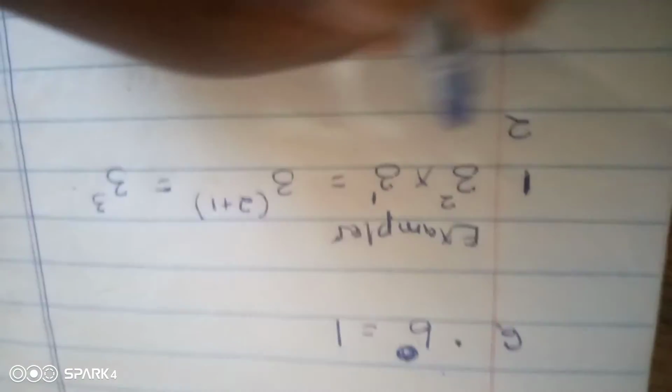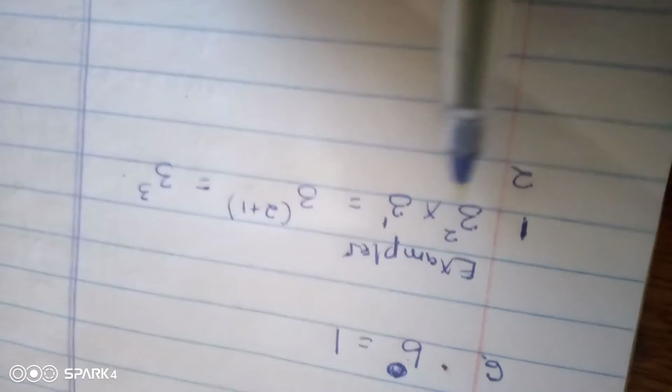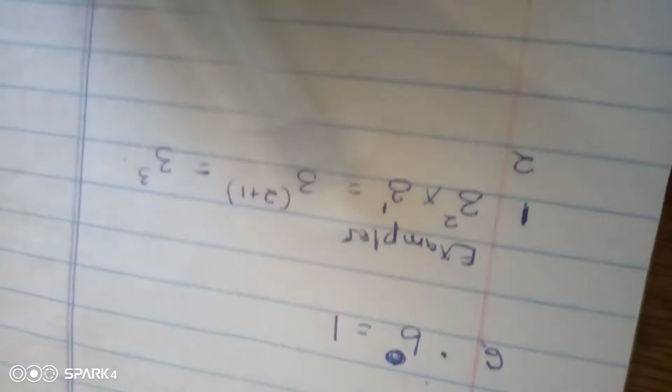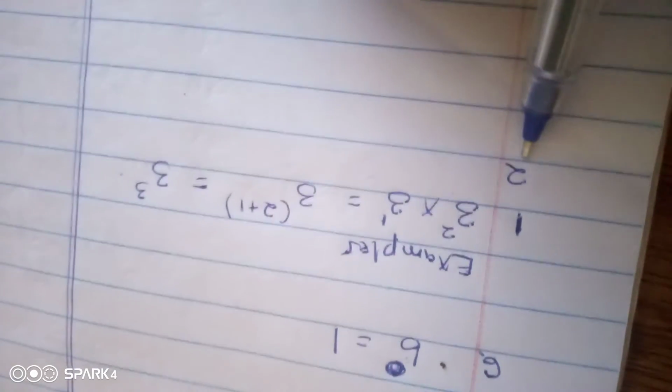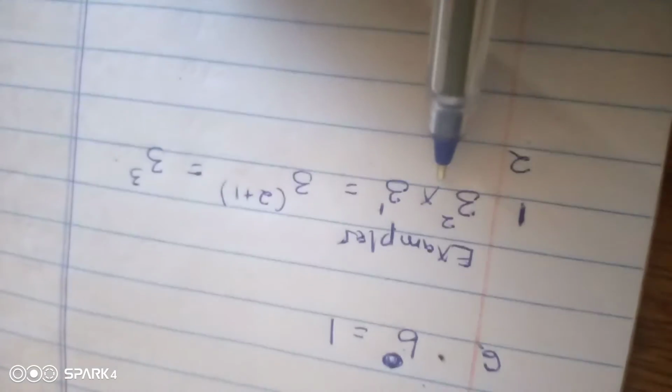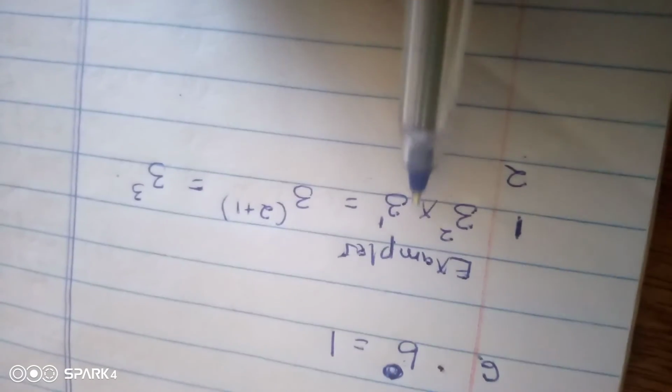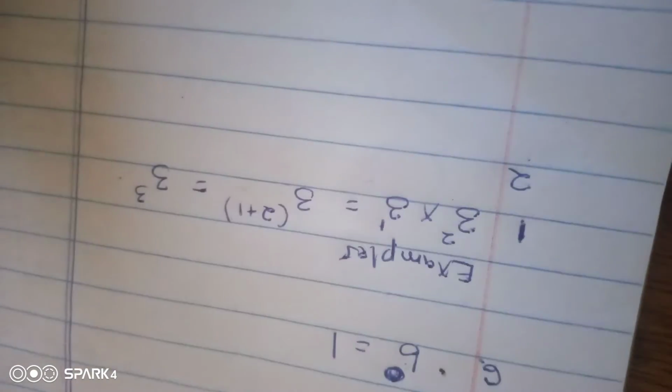Example 2 deals with the law of division. Now we are going to use the same 3, we retain the same number, but in this example 2, we are dealing with the law of division, whereby we are going to use a division sign here instead of a multiplication sign.